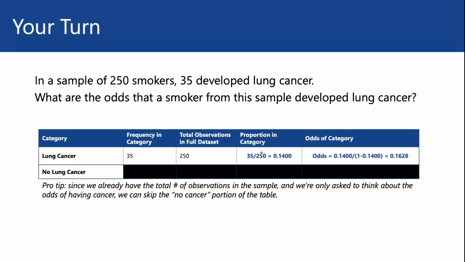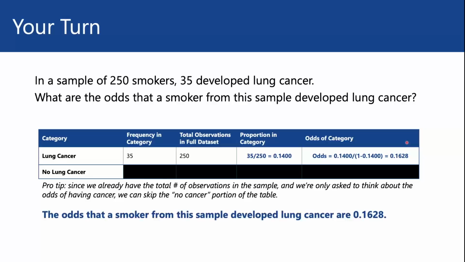Okay, so we were first tasked with calculating the proportion in the category, which is 35 over 250 or 0.14. Taking that 0.14 and plugging it into our odds formula, we get an odds of 0.14 over 1 minus 0.14, which is 0.1628. So the odds that a smoker from this sample developed lung cancer are 0.1628. Fairly unlikely, but not that unlikely.